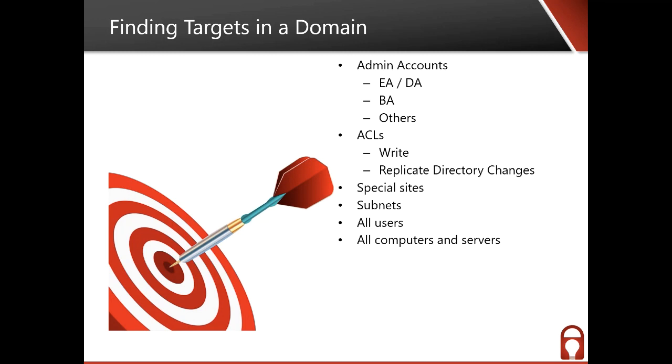You also want to look at the ACLs assigned to different OUs and at the domain level. You want to see who has the write ability to objects. You want to see who has the replicate directory changes right. This one is very important. Any ID or computer that has the replicate directory changes permission can do just that. They can pull information from any object in the domain and get that information, including the password hashes. And we'll do a quick demo of that.